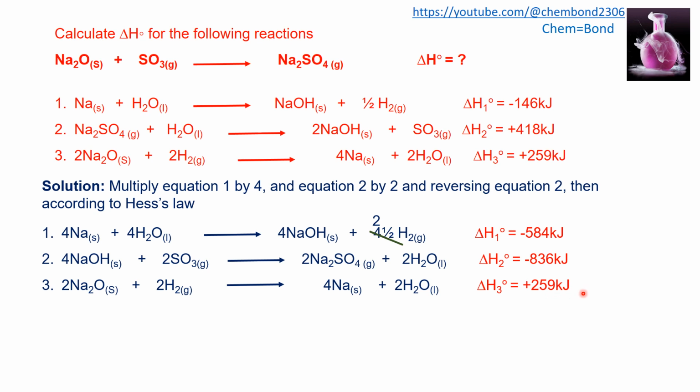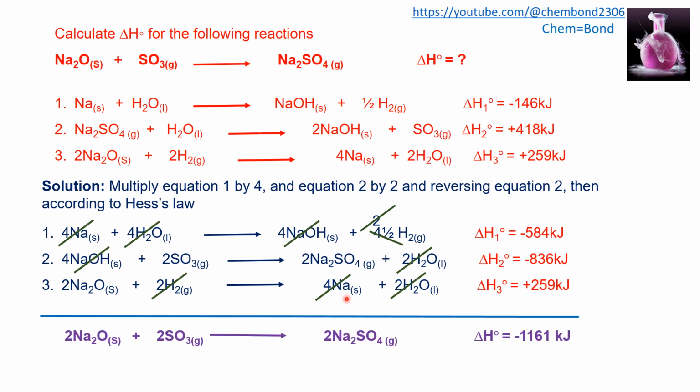Now we will cancel out the same terms. 4 sodium will cancel out with 4 sodium. 4 H2O will cancel out with 2 H2O here and 2 H2O here. 4 sodium hydroxide will cancel out with 4 sodium hydroxide, and 2 hydrogen will cancel out with 2 hydrogen. Now the net equation is 2 moles of sodium oxide combine with 2 moles of sulfur trioxide and produce 2 moles of sodium sulfate.